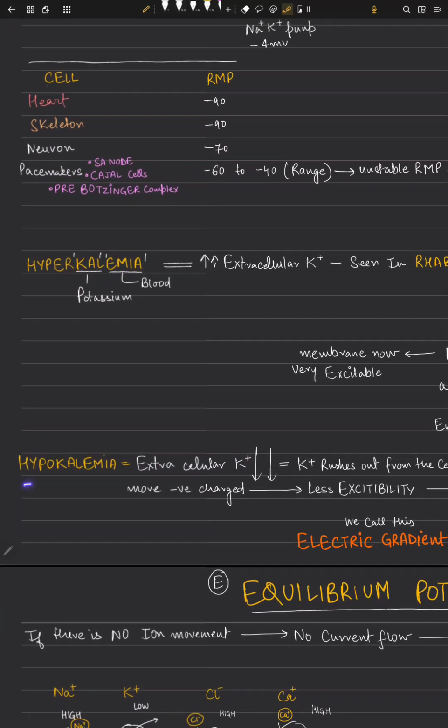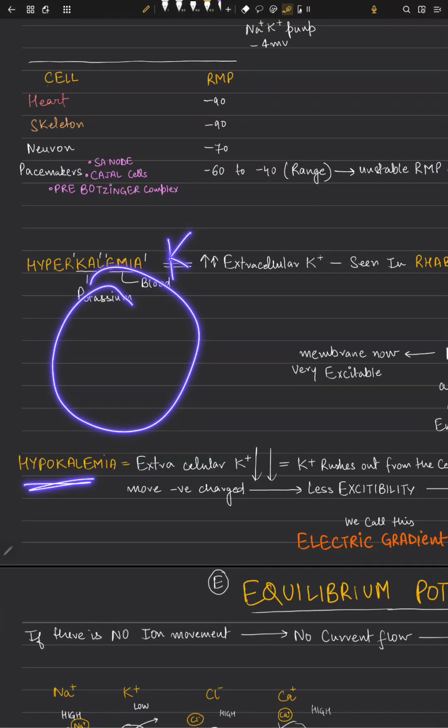But what happens in hypokalemia? Outside is very little, inside is a lot of K. What will happen?